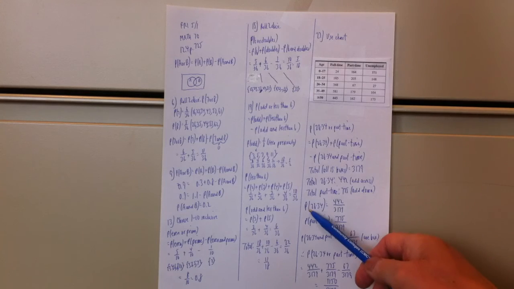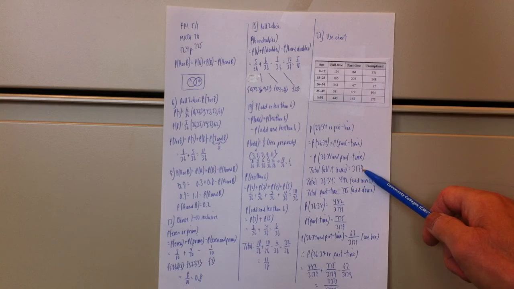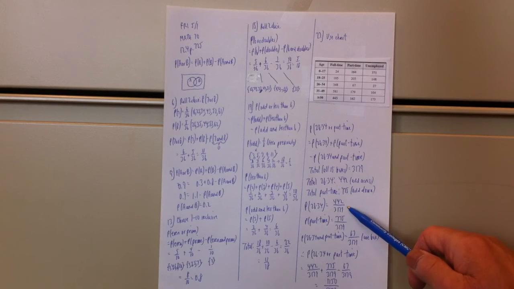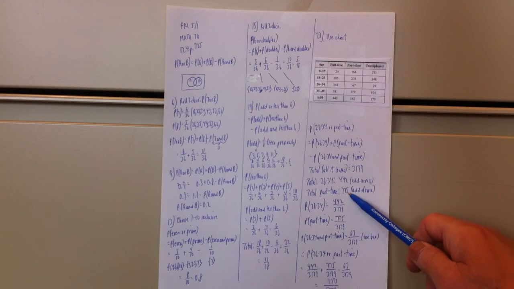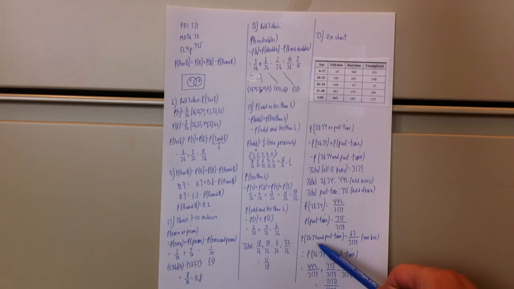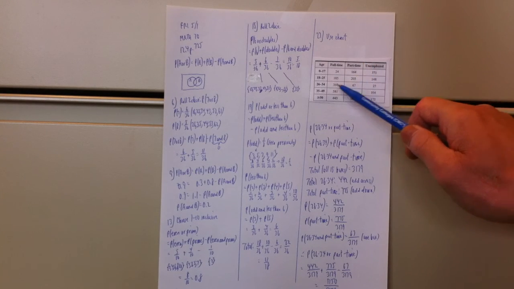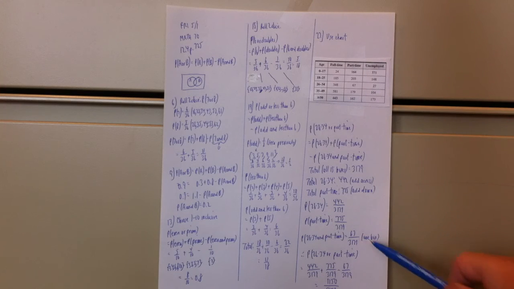All right, so the probability of being 26 to 34 is everything here divided by the grand total of 3179. So it's 442 out of 3179. Probability of part-time is 775, all of these, out of 3179. And the probability of being both 26 to 34 and part-time, well, that means just that one simple box there. So the intersection of these two is 67 out of 3179.